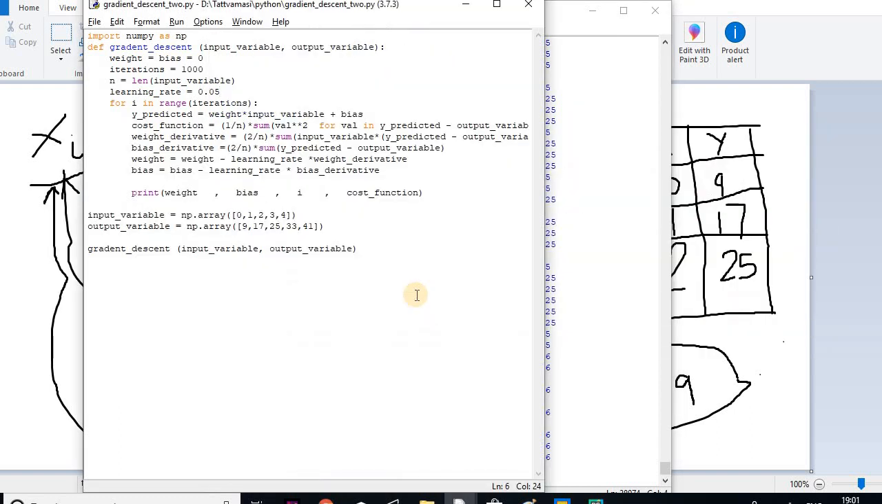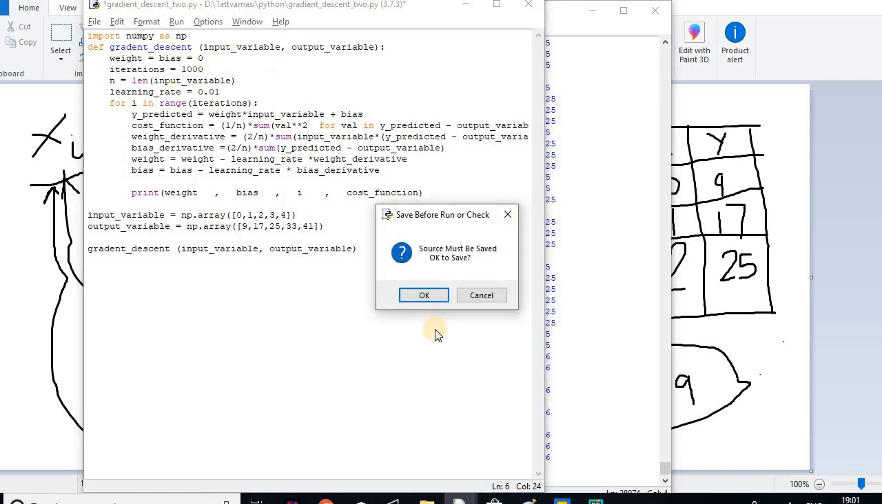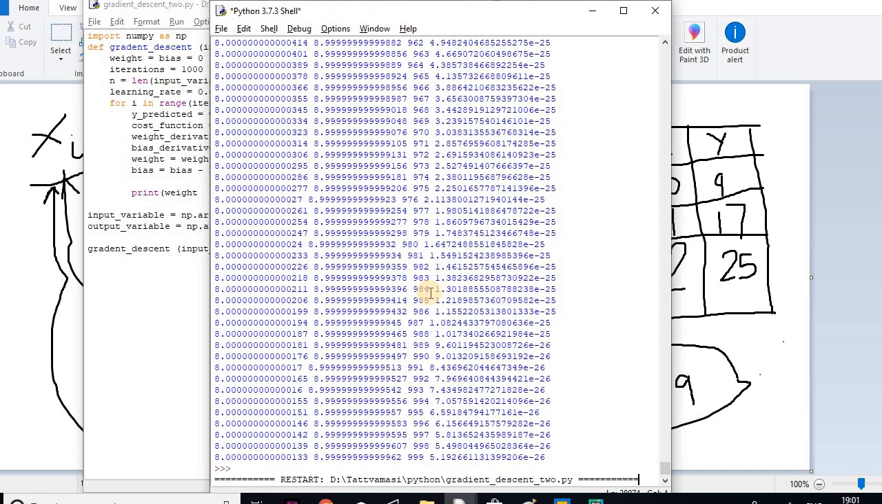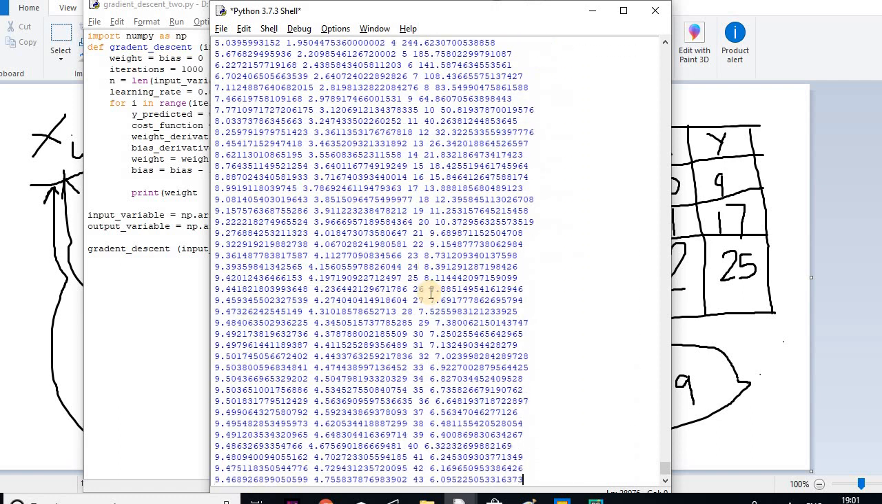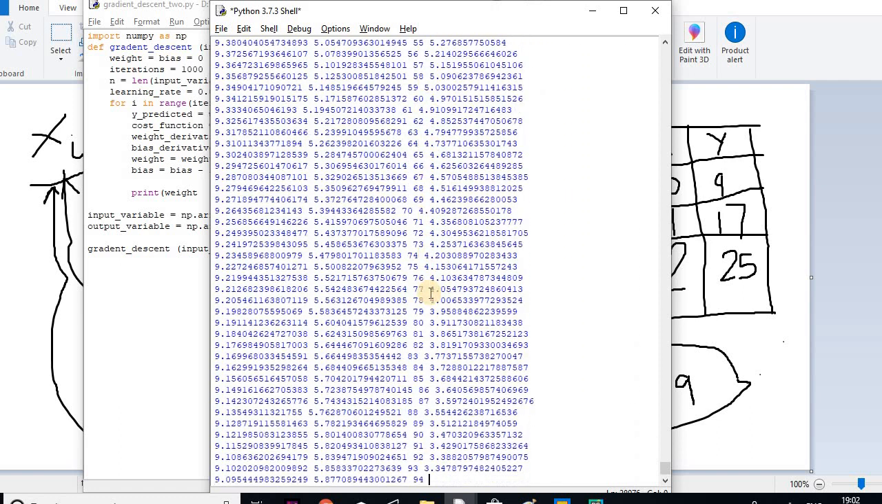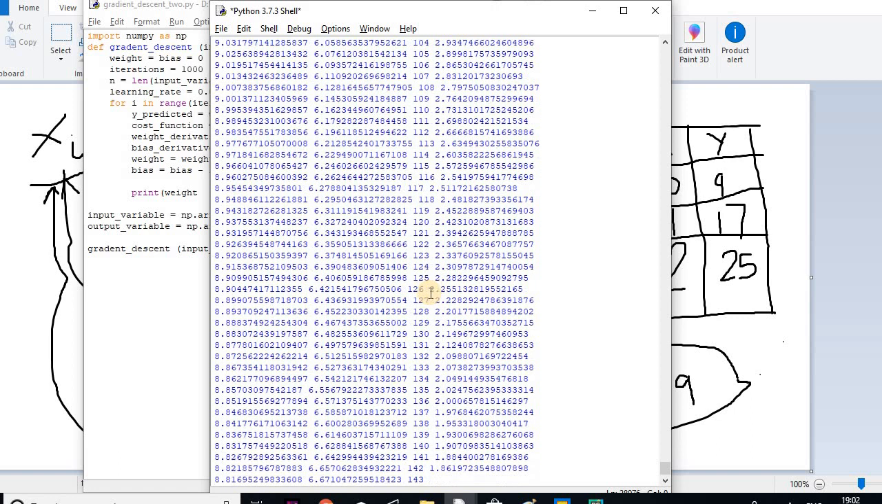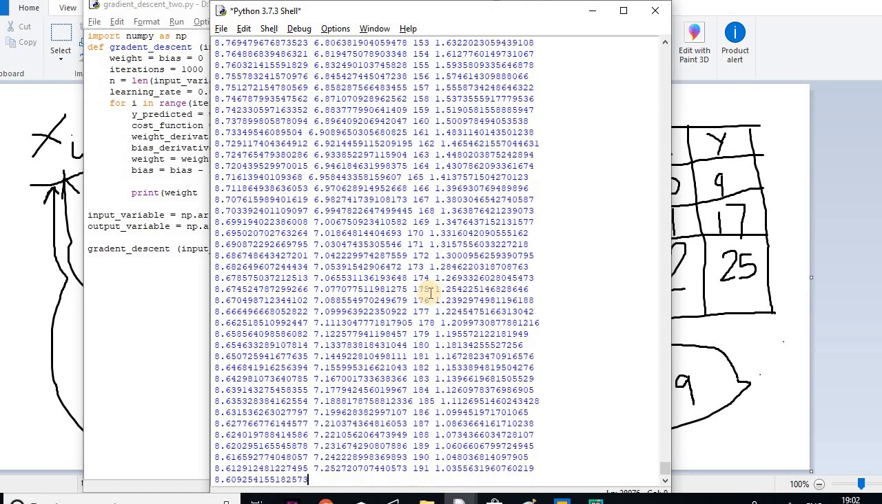Let me try with this value, the last one, 0.01. Let me see what will happen. And we can optimize for that. See, there it's again varying. See, it's 8 point, yeah.